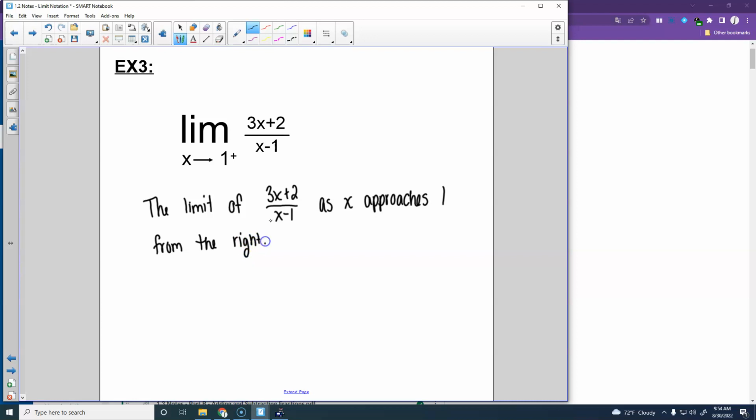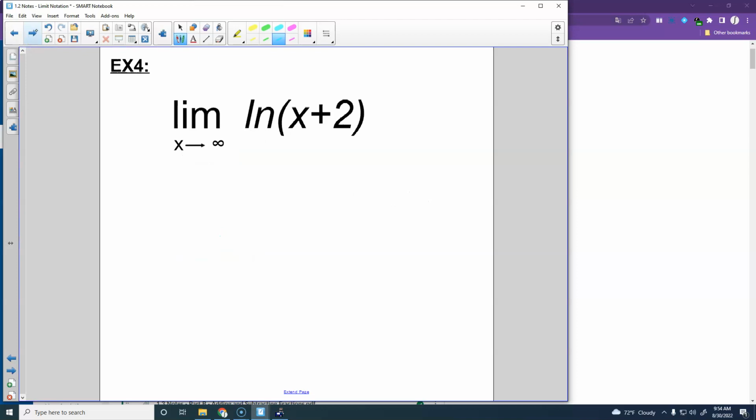And again, we've got here that little positive right there tells us that it's from the right. Okay. All right, this one's got a little bit different here. Let's see, Bo, what's this one going to be? Yeah, natural log.